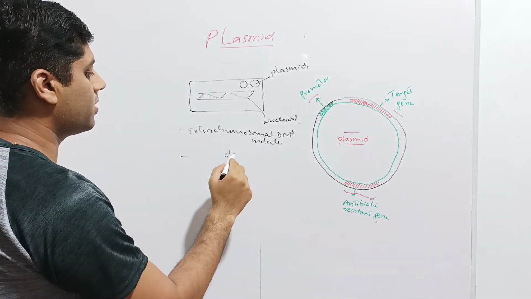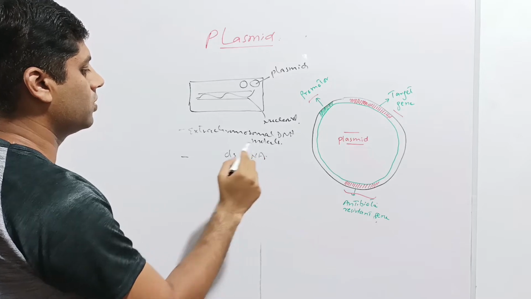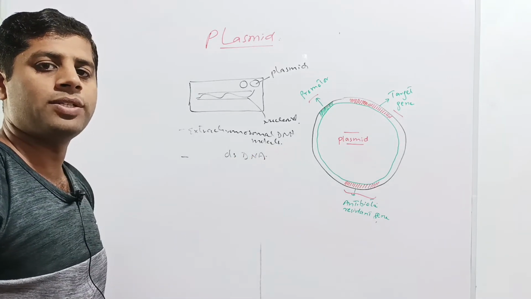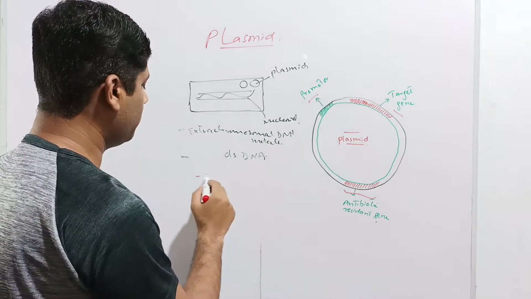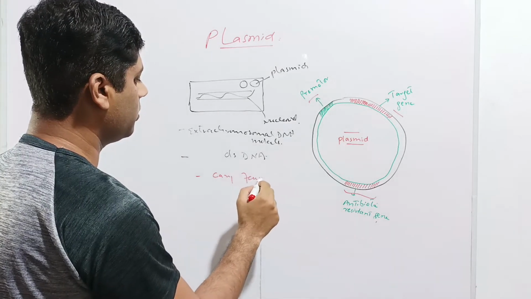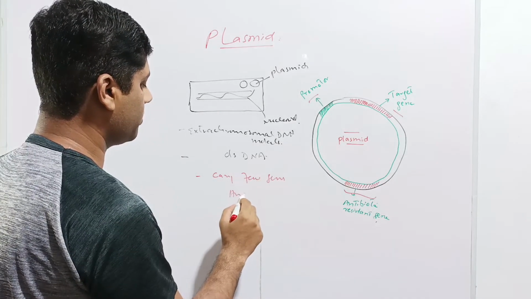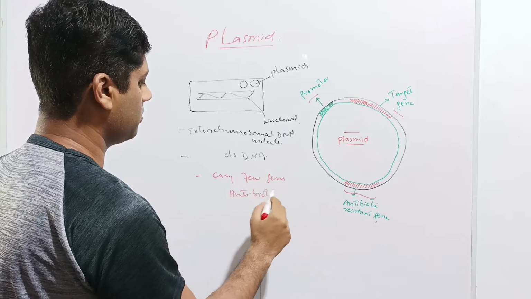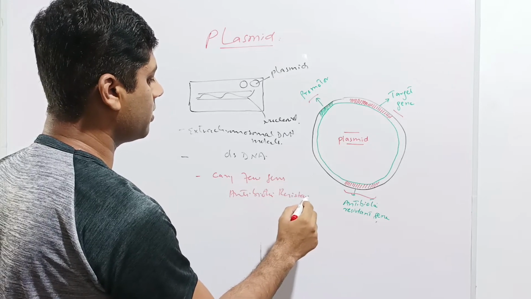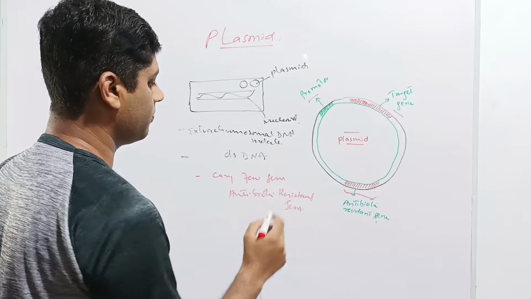Plasmids are made up of double stranded DNA molecule. So the DNA molecule contained in the plasmid is double stranded. The plasmids carry few genes, including the genes of antibiotic resistance. The antibiotic resistance genes are present in the plasmids.